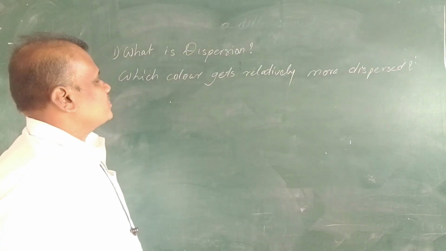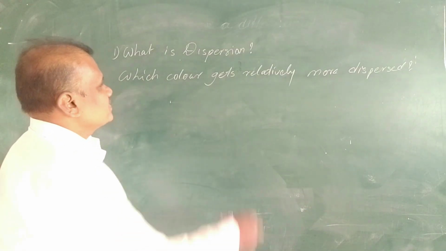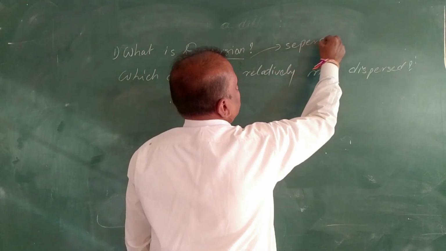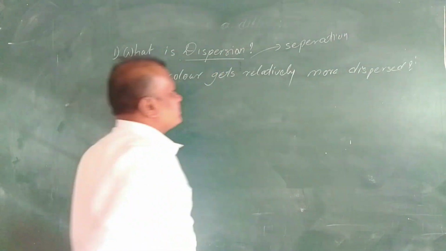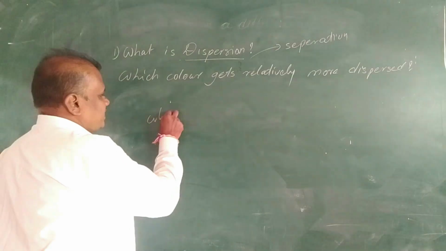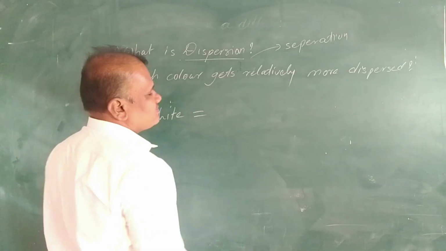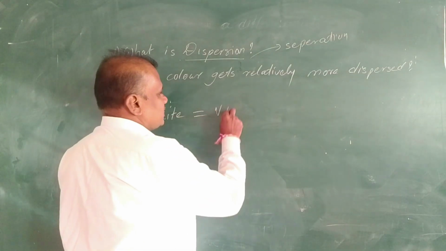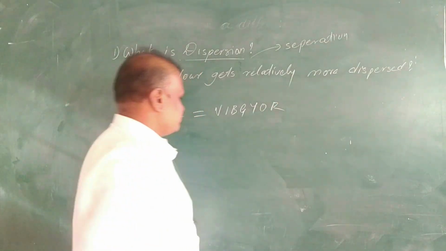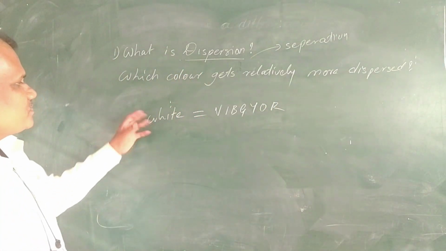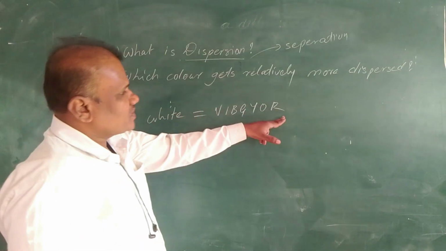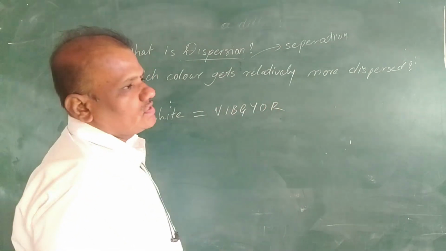Dispersion means it is a process of splitting or separation. In our case, dispersion of light is nothing but, as you know, the white color is a mixture of 7 colors: violet, indigo, blue, green, yellow, orange, red. Dispersion means dividing the white color into its individual colors, starting from violet to red.